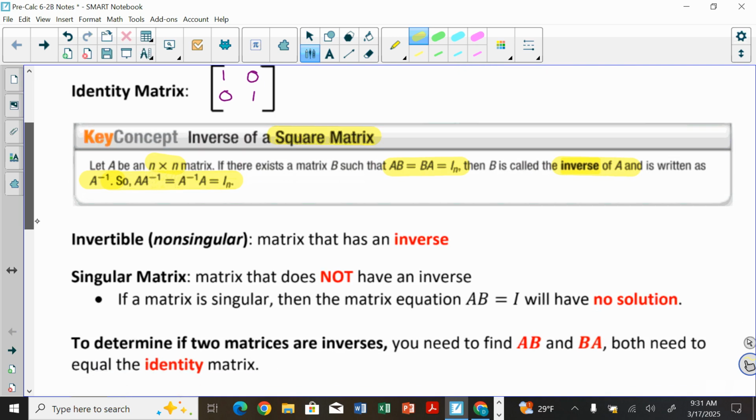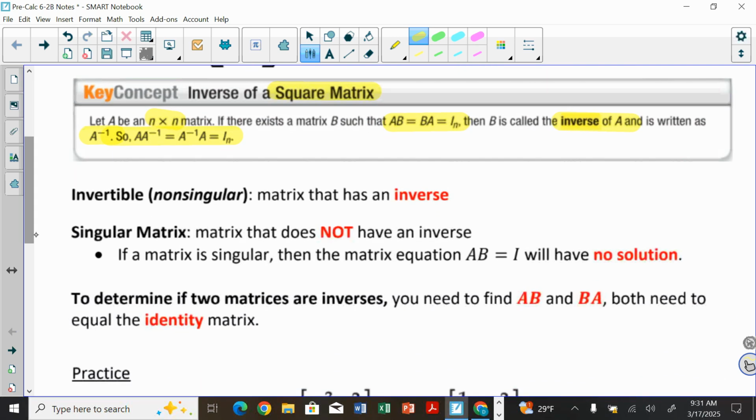If a matrix is invertible, that means it has an inverse. A singular matrix is a matrix that does not have an inverse. So if we try to find it and it doesn't work out, we call it singular. In this case, if the matrix is singular, then if we try to say A times B equals the identity matrix, it will have no solution. So it's a lot of words to get to this: to determine if two matrices are inverses, we need to find both A times B and B times A, and both need to be equal to the identity matrix. That's why we went through the identity matrix.